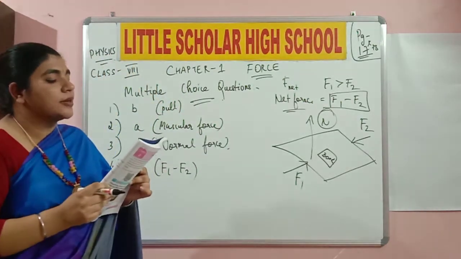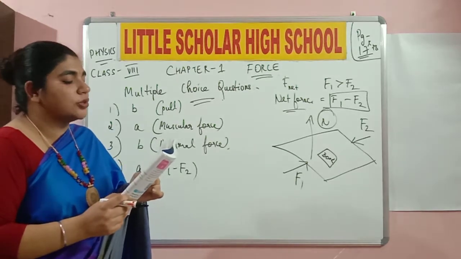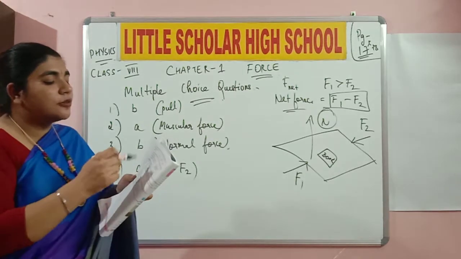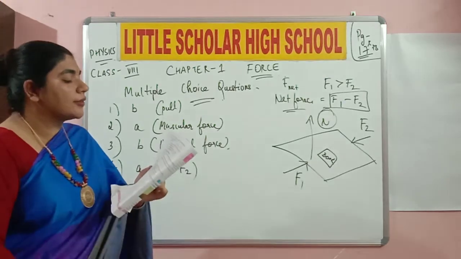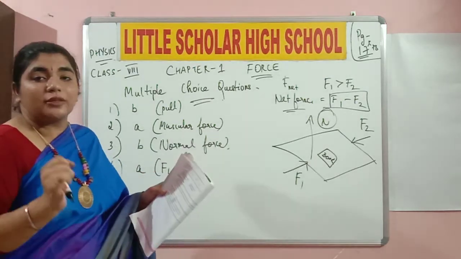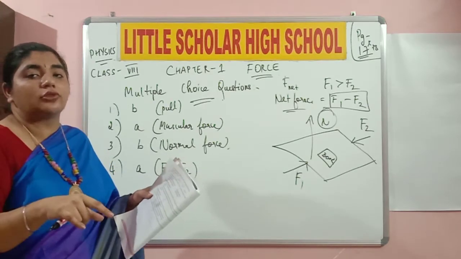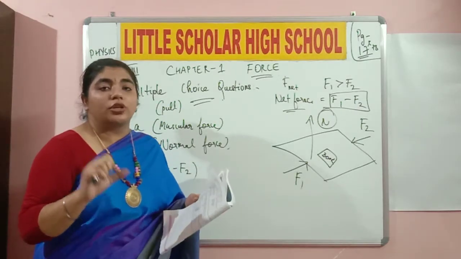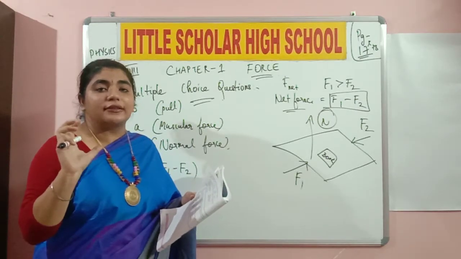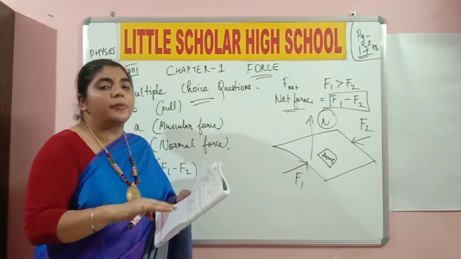Now the fifth one: a situation for effect of force leads to a permanent change in shape of an object. Amongst the four situations given over here, which is a permanent change? Let's look at the options. Stretching a rubber band. Is it permanent? No. If I stretch the rubber band and release it, it is going to regain its shape. It is not option A. Option B, squeezing a sponge. If I squeeze the sponge and release it, it comes back to its shape. It is again a temporary one. They are asking us a permanent one.